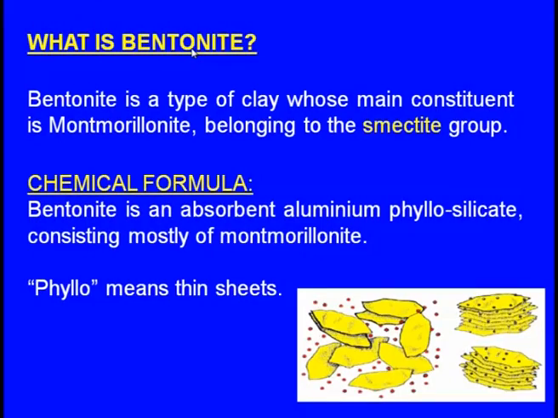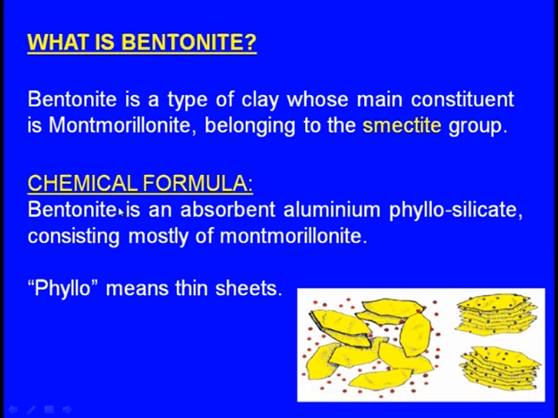What is bentonite? Most of the time, this is the main clay or the main, important binder used in the moulding sand. Many times people use the word bentonite instead of the word clay or binder. So, it is so important and it has become very popular among all the binders. First of all, what is this bentonite? Bentonite is a type of clay whose main constituent is montmorillonite belonging to the smectite group.